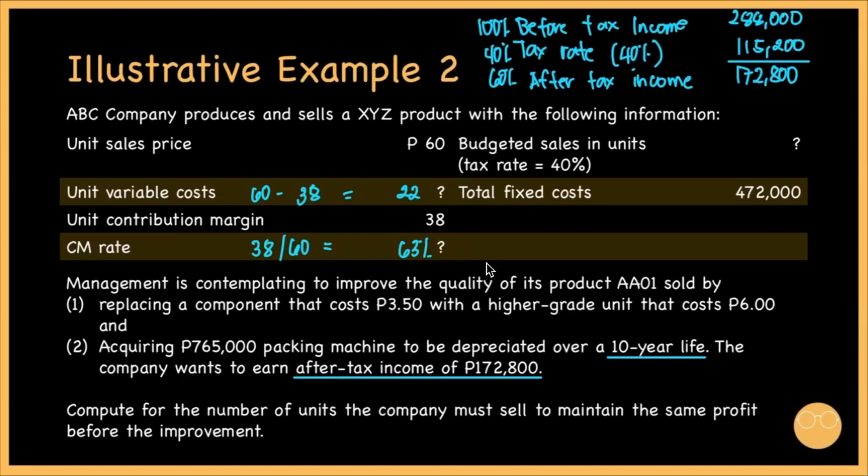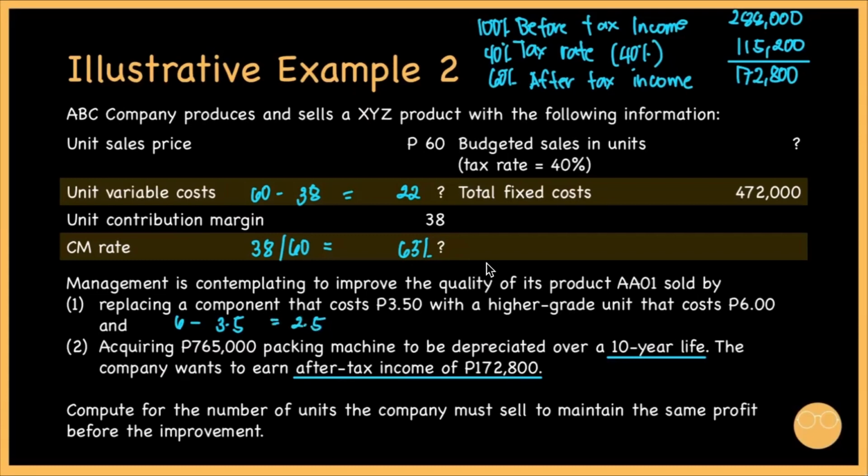The unit variable cost is going to increase by how much? Since we are replacing a 3.5 unit cost by 6 pesos per unit, then understandably 6 less 3.5, our unit variable cost is going to increase by 2.5 pesos per unit.